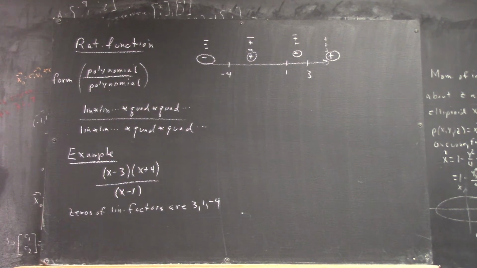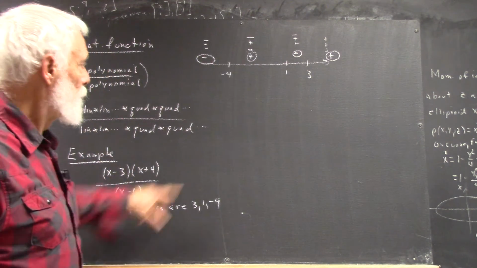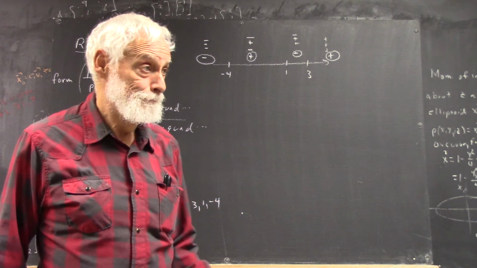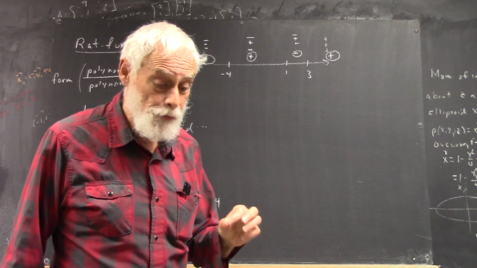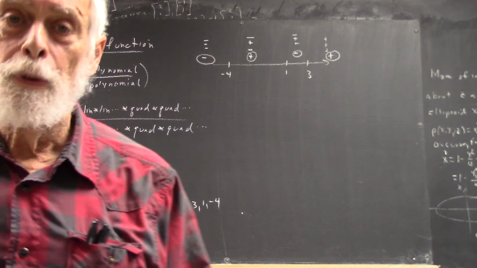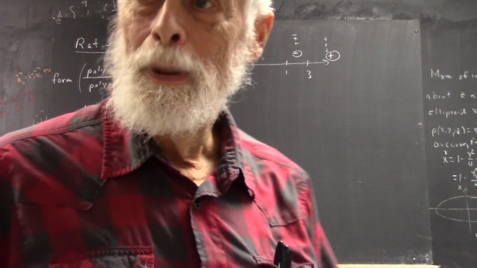Now, the other thing is, for a rational function, these are not all going to be zeros. Okay? So we want to talk about that just a little bit. So we want to talk about what happens when you divide something by a small number.